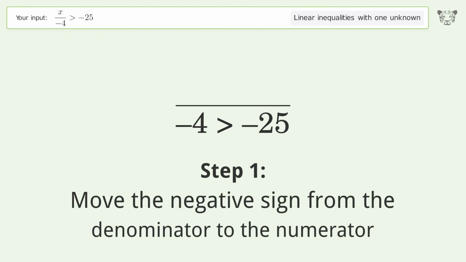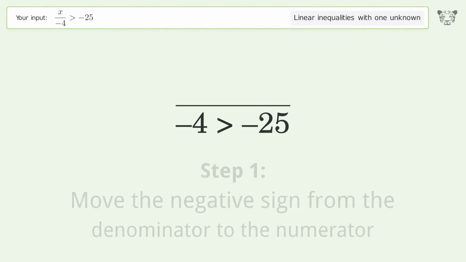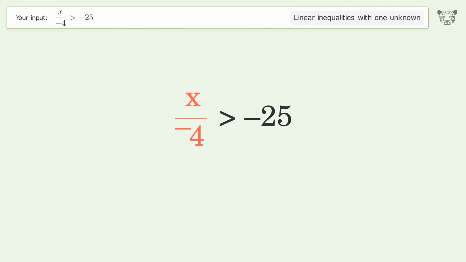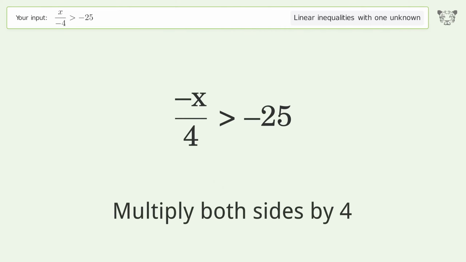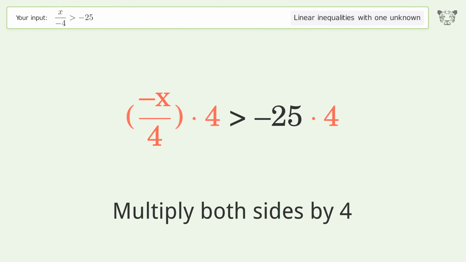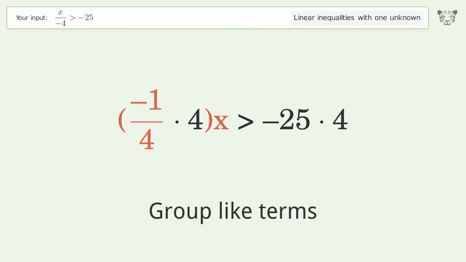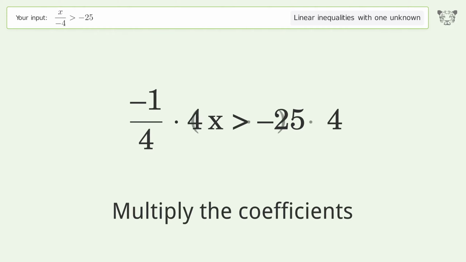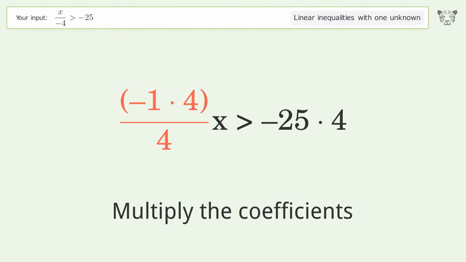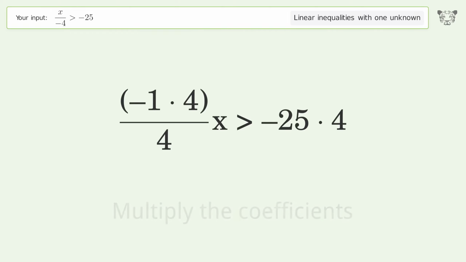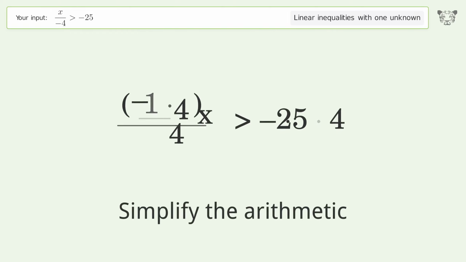Move the negative sign from the denominator to the numerator. Isolate the x. Multiply both sides by 4. Group like terms. Multiply the coefficients. Simplify the arithmetic.